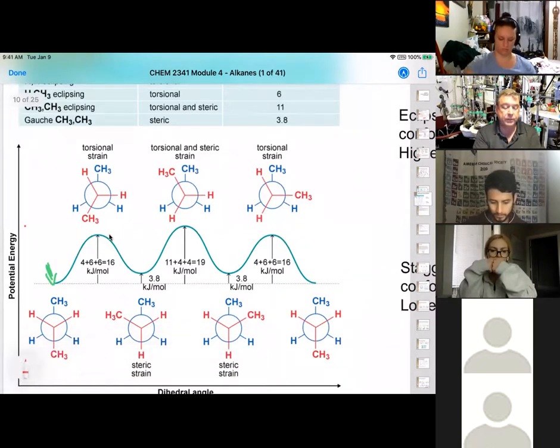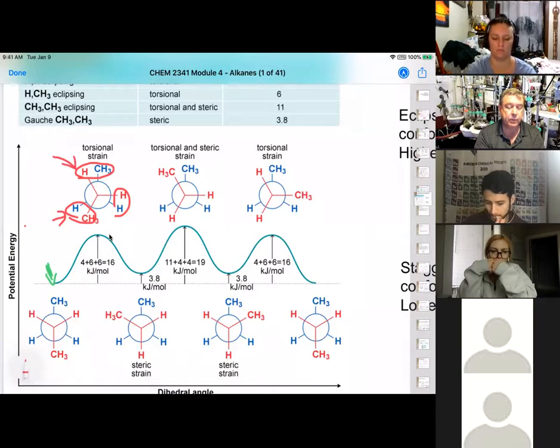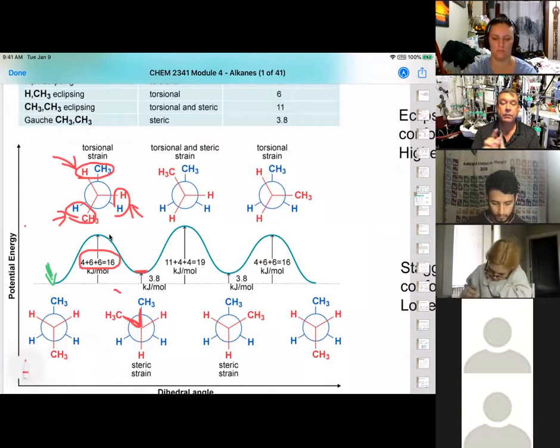if we go to our first eclipse state, we have methyl group, hydrogen, methyl group, hydrogen, hydrogen, hydrogen. So each of these methyl groups is 6 kilojoules per mole. This is 4 kilojoules per mole for a total of 16. Now, when we come back down, the angle here, this is 3.8 kilojoules all by itself. And so we never go back down to zero because those methyl groups are too close to each other and are giving us that electron repulsion.